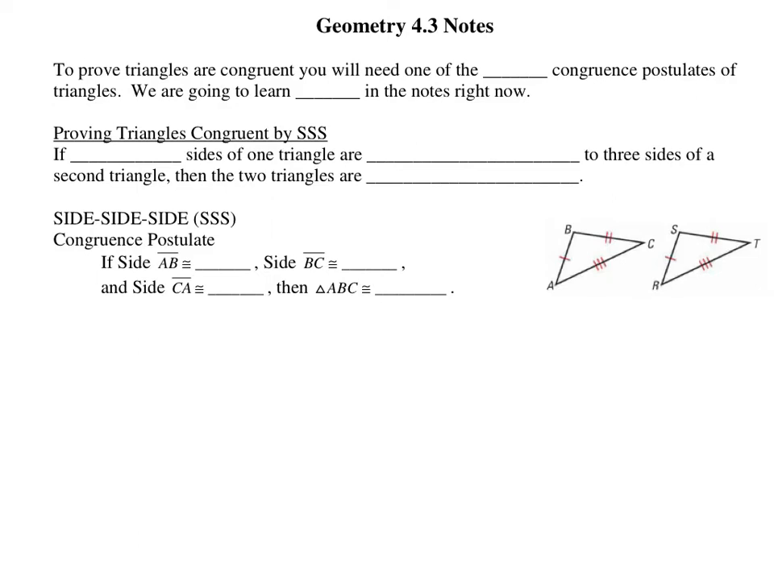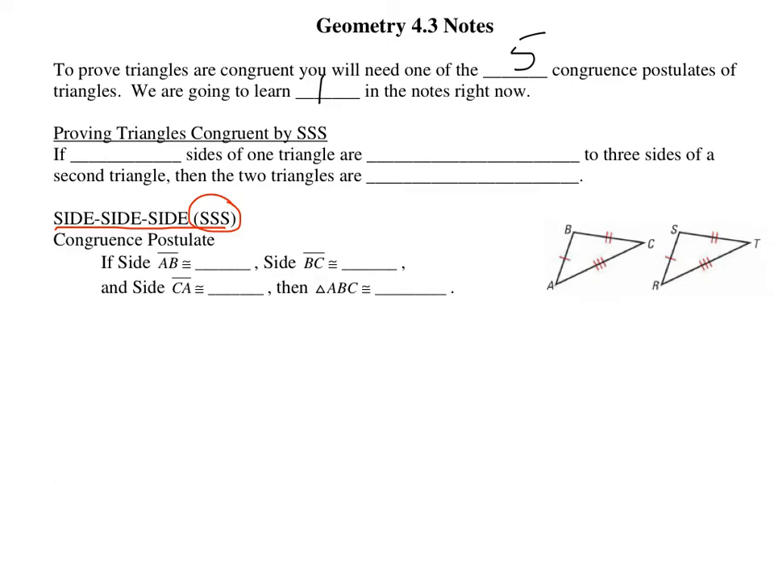In 4.3 right now, we're going to go through and take some notes over proving triangles are congruent, and there are 5 different ways to do this. And in this first video, we're going to go through just one of the ways. The first way is by side, side, side. You can see right here, the acronym for it is going to be SSS. So notice it's SSS for side, side, side.